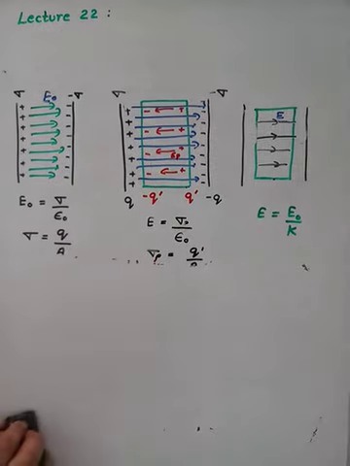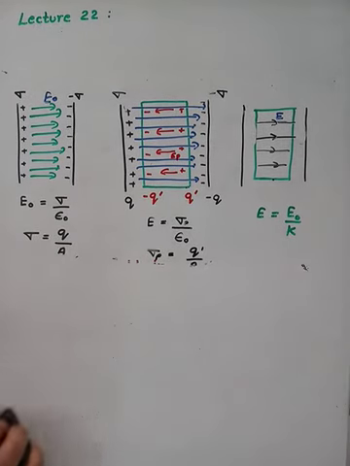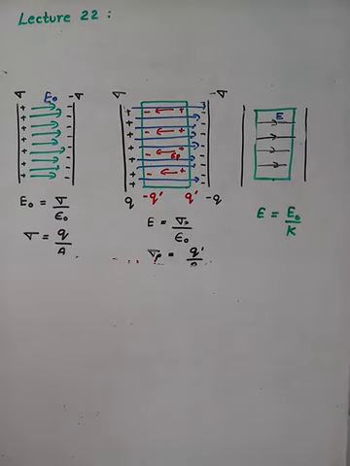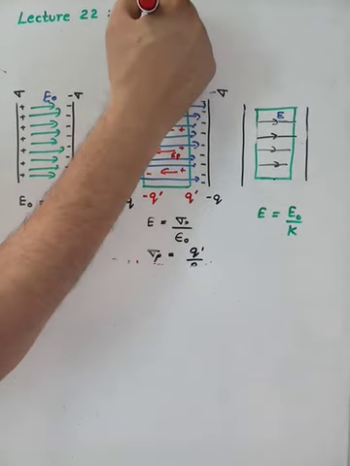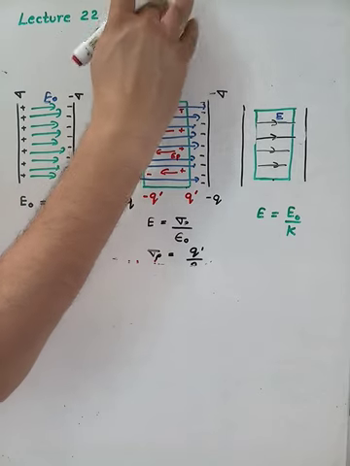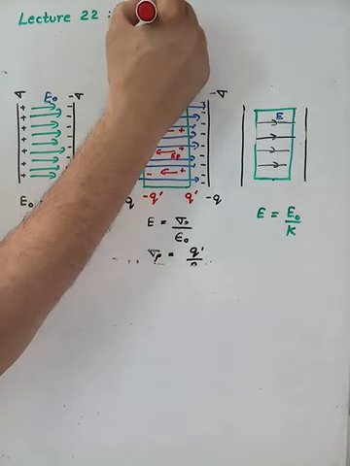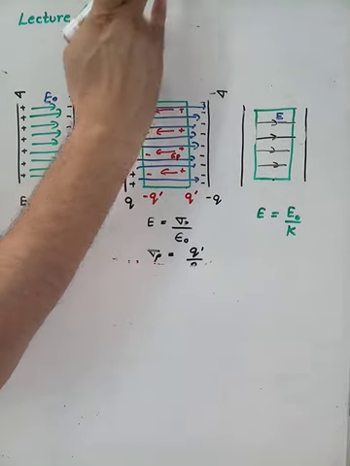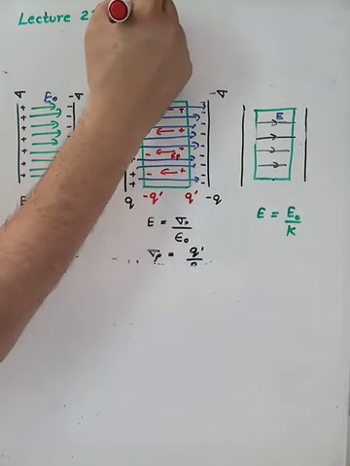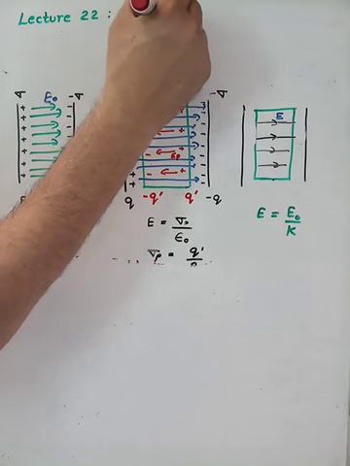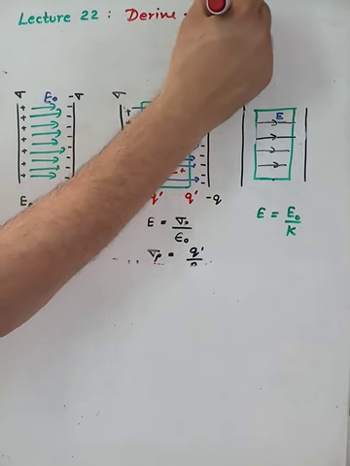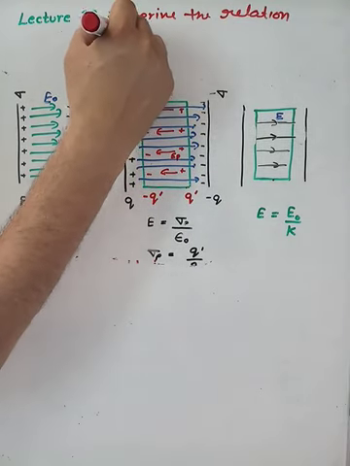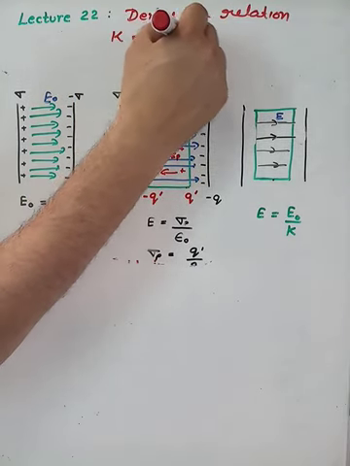Now next question: we obtain the relation between the dielectric constant and the susceptibility. The question is, K is the dielectric constant, show or derive the relation K is equal to 1 plus chi.